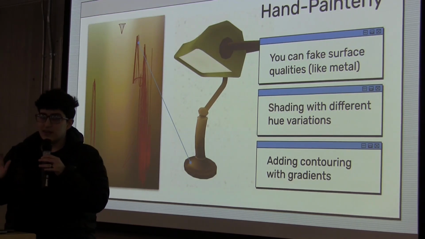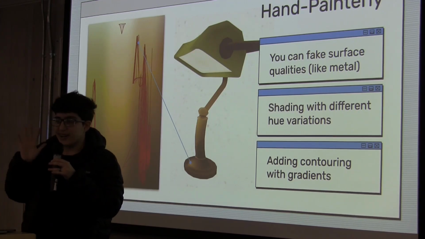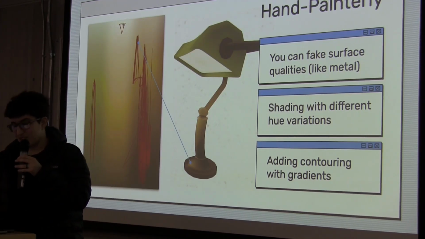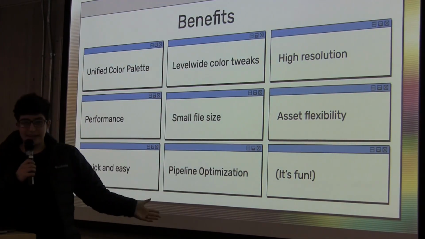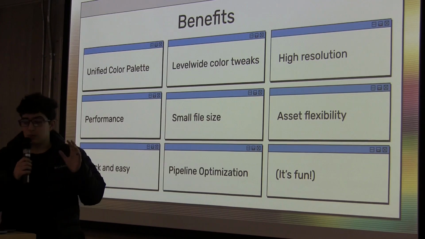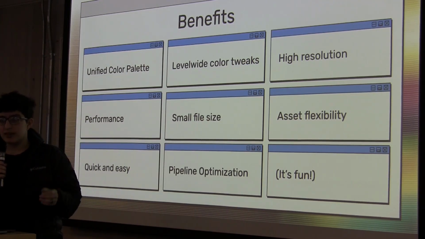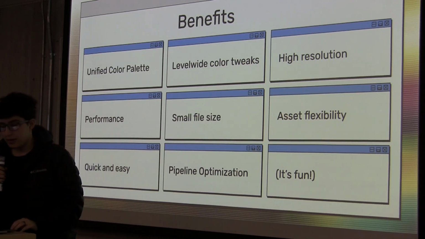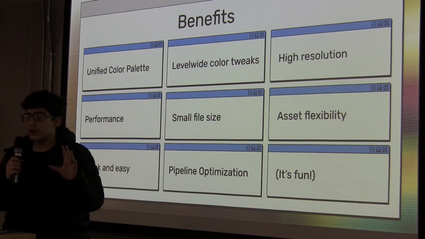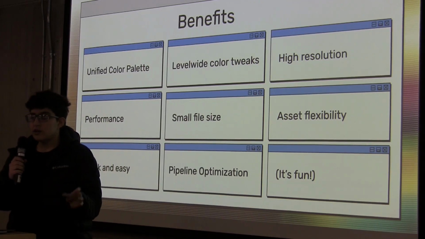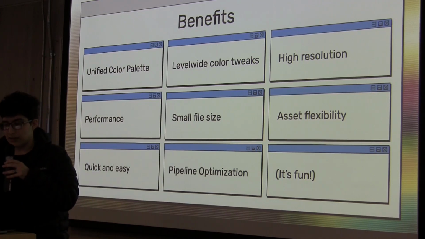And you can think of it as contouring each of these 3D models like makeup, trying to exaggerate the shadows and stuff. So benefits: unified color palette. All the objects in your level will be very unified because you've predetermined that color palette, so nothing will really stand out. Level-wide color tweaks: if you realize that part of your color palette is not really working, you can just change the texture and then everything is changed altogether.